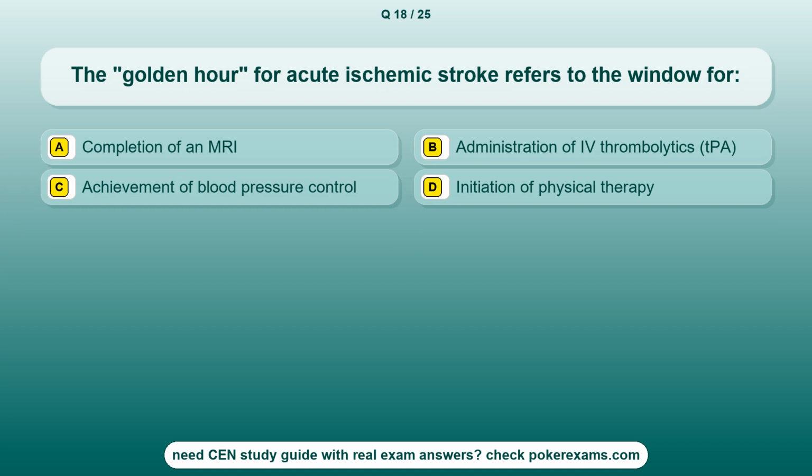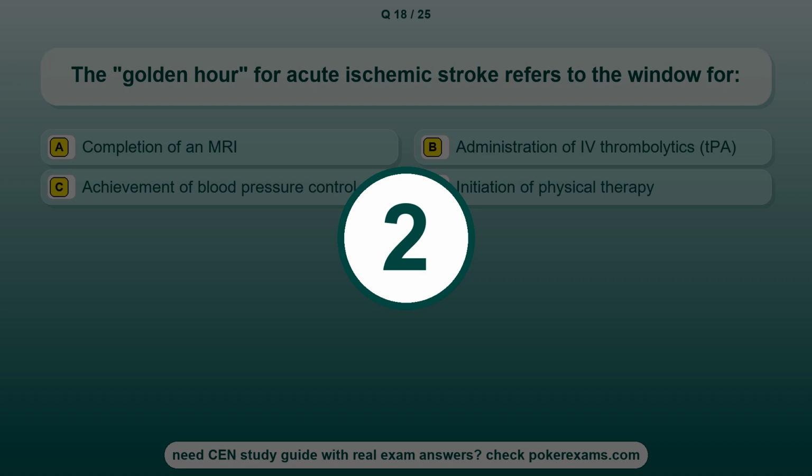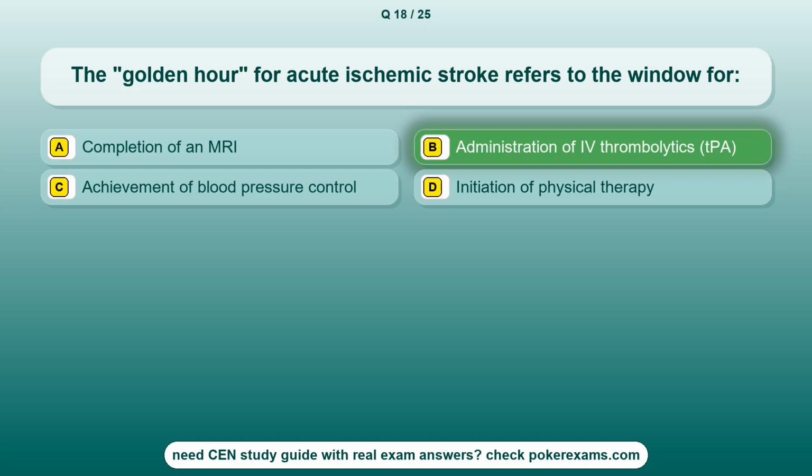Question 18. The golden hour for acute ischemic stroke refers to the window for option A, completion of an MRI. Option B, administration of thrombolytics, tPA. Option C, achievement of blood pressure control. Option D, initiation of physical therapy. The correct answer is option B, administration of thrombolytics, tPA.